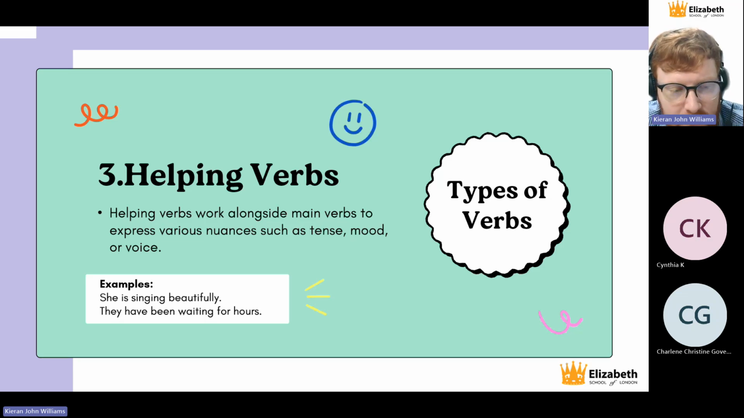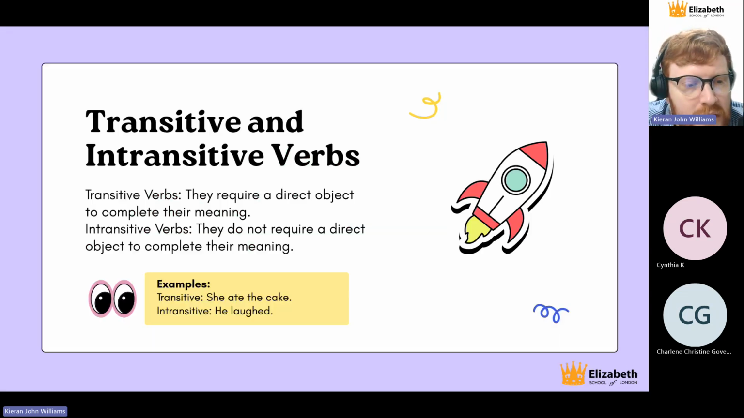And, they have been waiting. Waiting is our main verb. Have been are our auxiliary or helping verbs, and they tell us that it is present perfect continuous. Hopefully you can see then how those verbs are helping to create the sentence, even if they're not the main part of it.